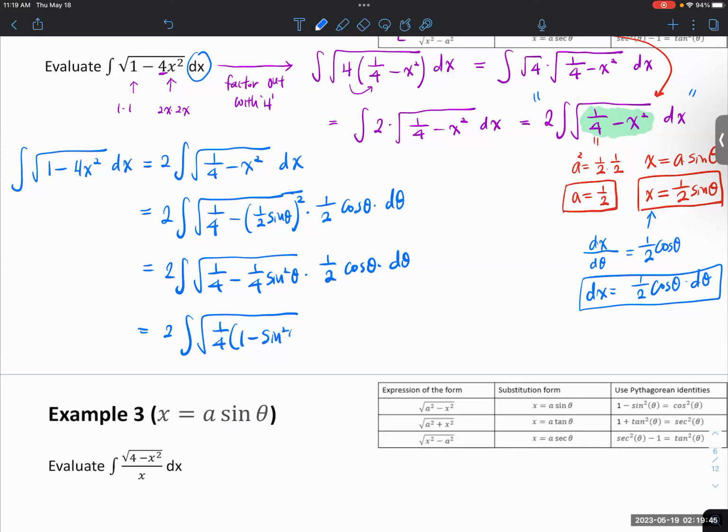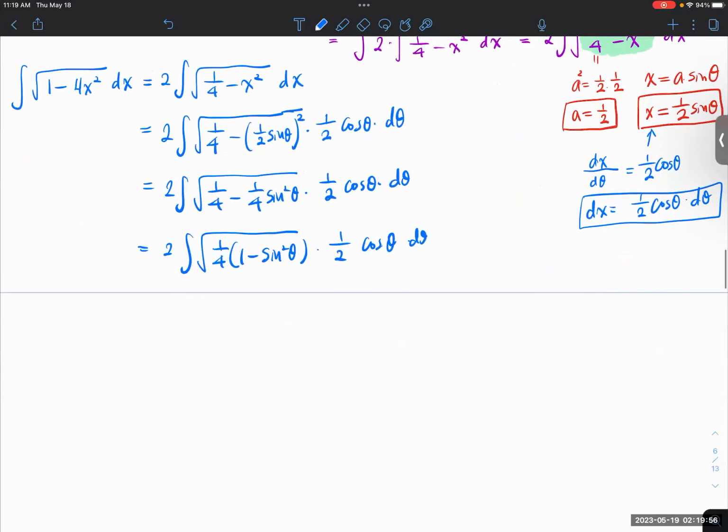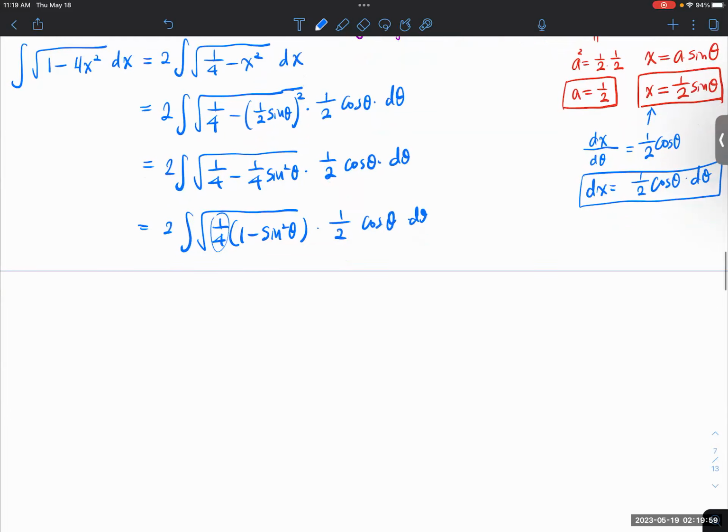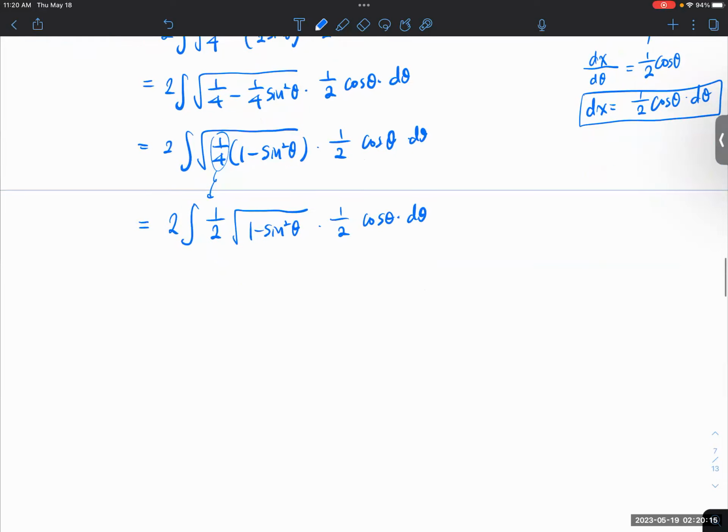1 minus the sine squared theta, and then 1 over 2 cosine theta d theta. Are you guys following? Let's keep going. So now the radical of 1 over 4 becomes 1 over 2. So we have a 1 over 2, and still 1 minus the sine squared theta inside of the radical, and 1 over 2 cosine theta d theta. Are we okay? That's good, because remember, the radical of 1 over 4 is going to be 1 over 2. So that's why I got 1 over 2.